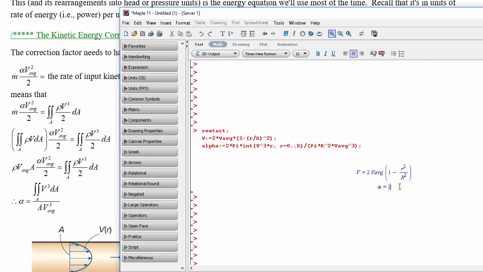All we needed to do that was the definition of alpha from earlier and what the velocity profile was.